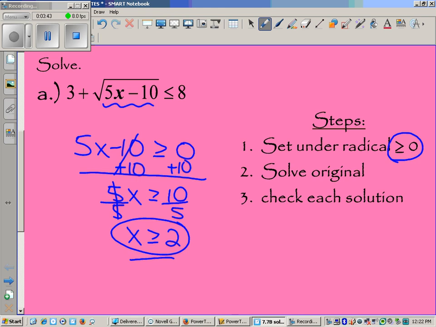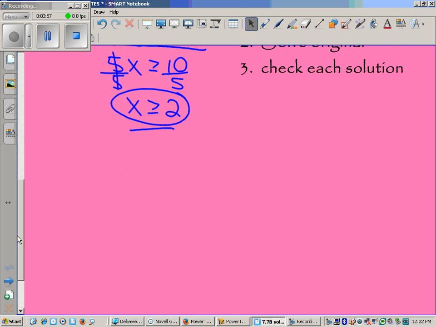Okay? But that's just the stuff underneath my radical. The next thing I have to do, step number 2, says that I have to go back through and resolve my very original problem. I can't forget about the 3 that's out here and the 8 that's out there. So let's go back through and resolve my very original problem. My original problem was 3 plus the square root of 5x minus 10 is less than or equal to 8. Okay, so let's go back through and solve this original problem.